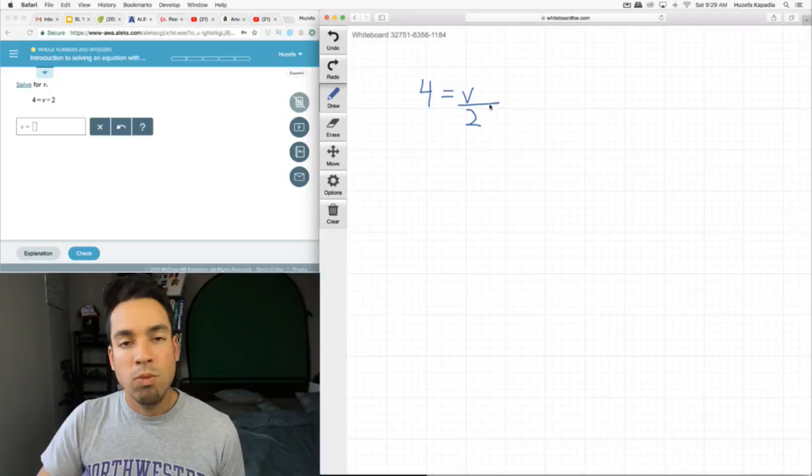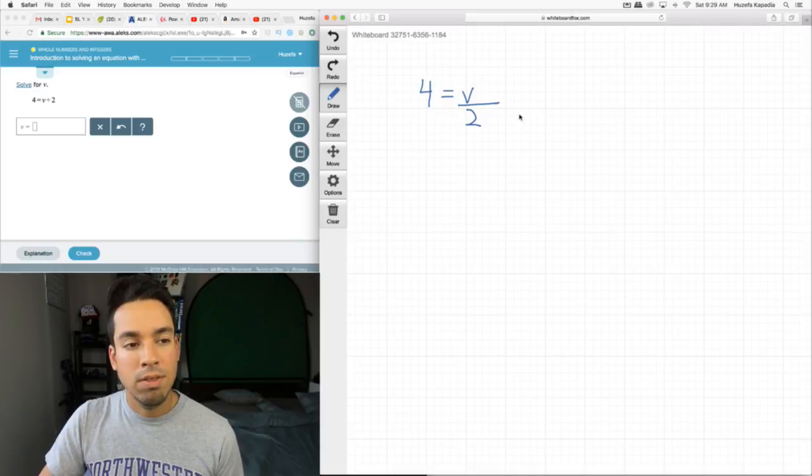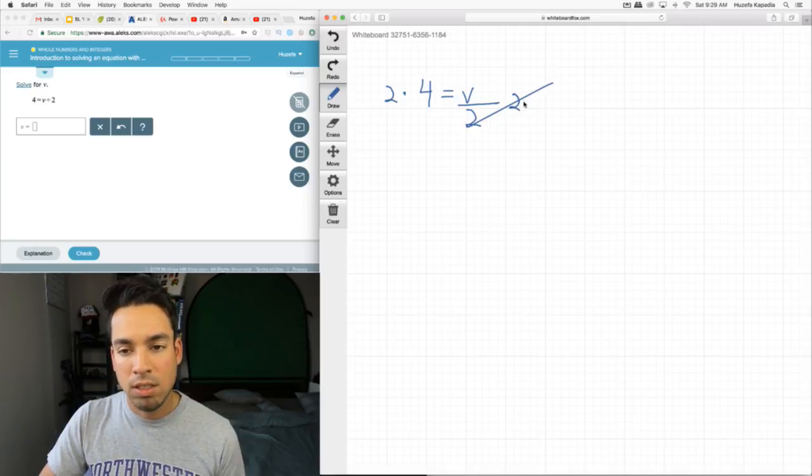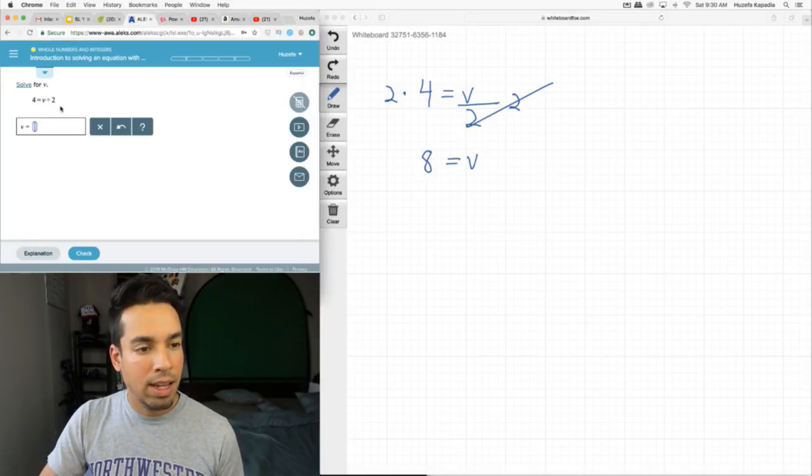Now, how do we remove that 2? Basically, how do we isolate v? Well, we have to get rid of that 2. V is divided by 2. What's the opposite of dividing by 2? We're doing an inverse operation, which is multiplying by 2. We multiply both sides by 2. Multiplying by 2 is the opposite of dividing by 2. Therefore, these guys cancel out, because 2 times v divided by 2 is just 1 times v, which is just v. And then v equals 8. You could even plug 8 into v here and see that it actually works, because 8 divided by 2 is 4.